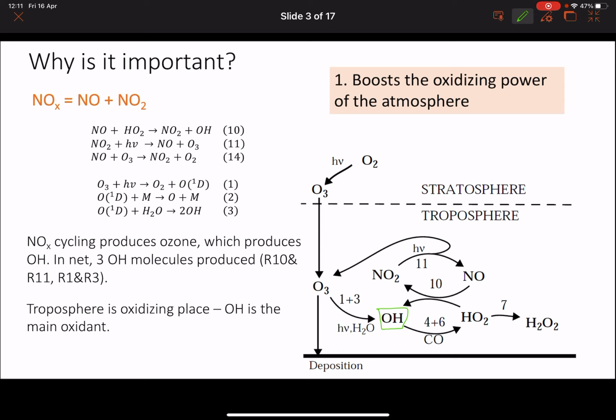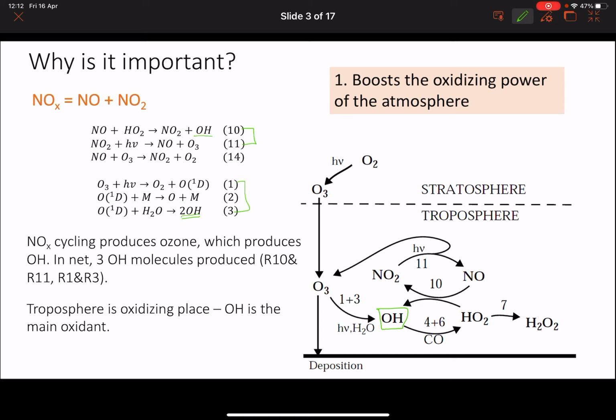So NOx cycling, if you think of the sum of reactions 10 and 11, so these two reactions here, NO and HO2 form NO2 plus OH, NO2 then decomposes to NO and ozone. That ozone then goes on in reactions R1 through 3 with light to form water. Water then, this is water vapor, forms two OH molecules. So the cycling of NOx in net, if you look at reactions 10 and 11 and 1 through 3 here, actually produces three OH molecules. So two OH molecules here and one here.